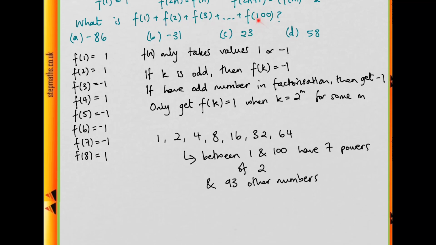So to work out this sum, we're going to have to add 1 on 7 times and take 1 off 93 times. So our sum is just going to become 7 minus 93, which is equal to minus 86, and that's answer A.